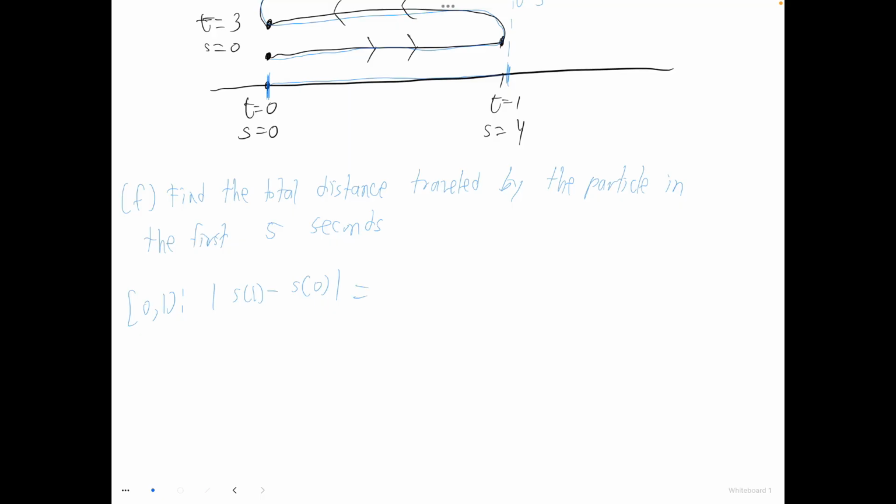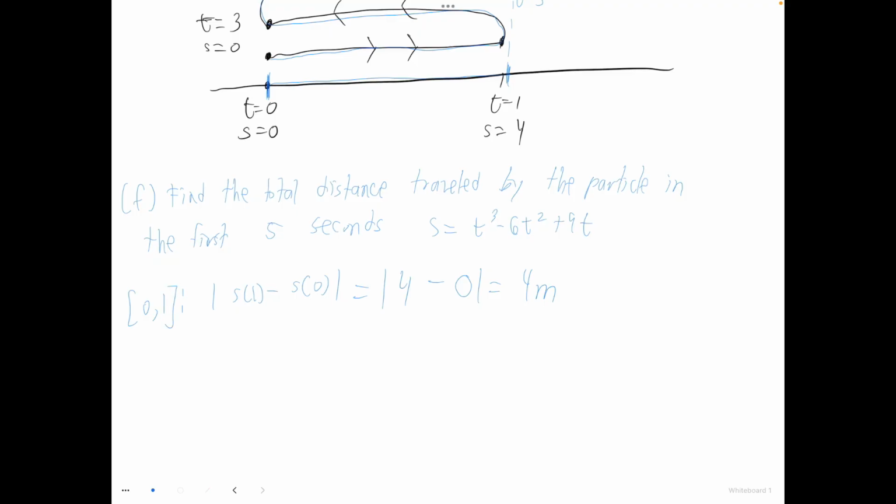Plugging 1 into s, as a reminder, s is equal to t cubed minus 6t squared plus 9t. If I plug 1 into this function, you get 1 minus 6 plus 9, so you get out 4. And if you plug in 0, you get out 0. And so we move a distance of 4 meters on the interval from 0 to 1. I'm going to include 1 just for completion's sake. Right at 1, you're not really moving at all.